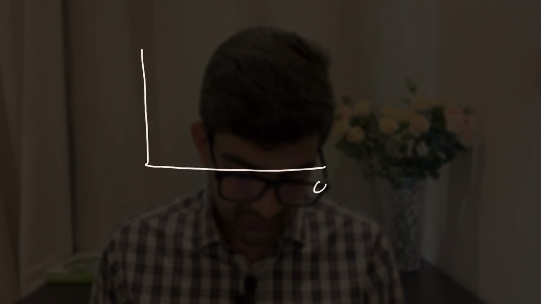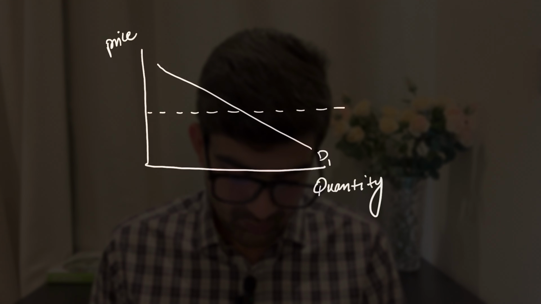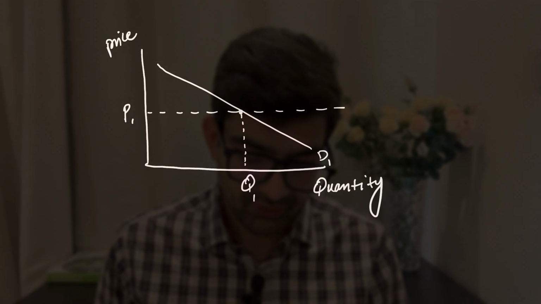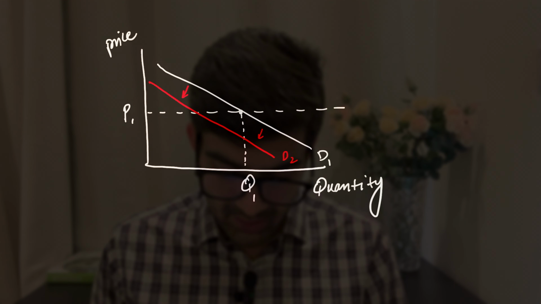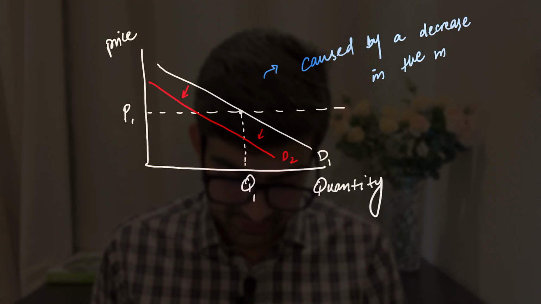In the same way, if we have to show a decrease in income on the graph, we draw our original demand curve, and then we show that we have price P1, Q1, and demand has actually decreased or shifted towards the left from D1 to D2. Now this is caused by a decrease in income. When income decreases, the quantity also decreases from Q1 all the way to Q2.